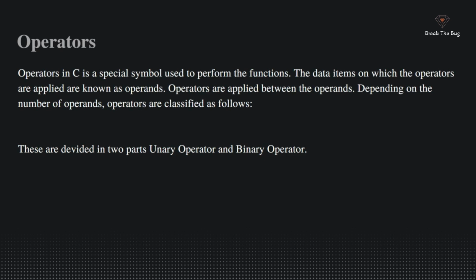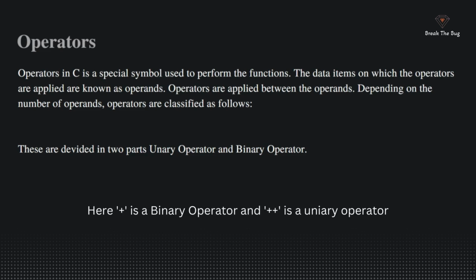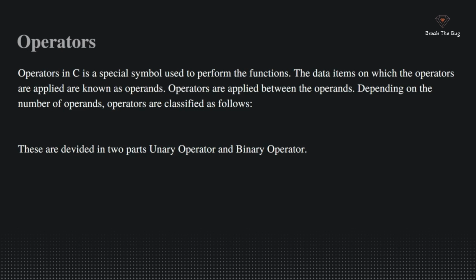As an example of operators, say we want to perform a summation. So 2 plus 2 is equal to 4. Here in 2 plus 2, 2 is an operand, plus is an operator, and again 2 is an operand. So we can say that 2 and 2 are operands and plus is an operator. In the upcoming videos, I will explain operators in detail.